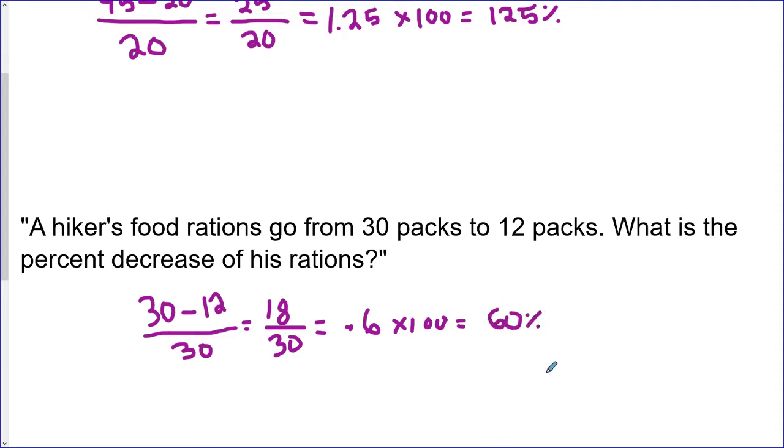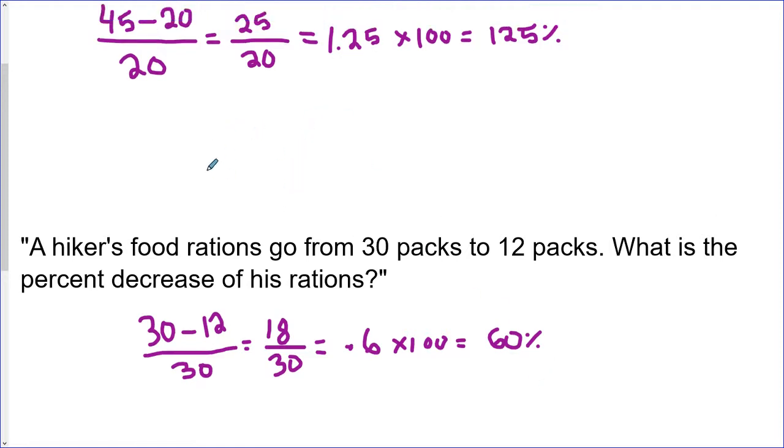decrease. So he decreased his packs by 60%, so hopefully he's 60% of the way done from his hike, or else he's not going to have enough packs to go around. If he's only 10% of his hike done and he's already used 60% of his food rations, it's probably not good. But either way, it works for increase and decrease. There's no change in what you have to do for percent increase and decrease like the other ones. You use the same formula, the same routine.